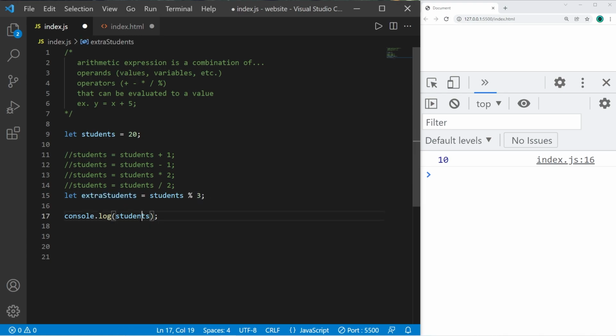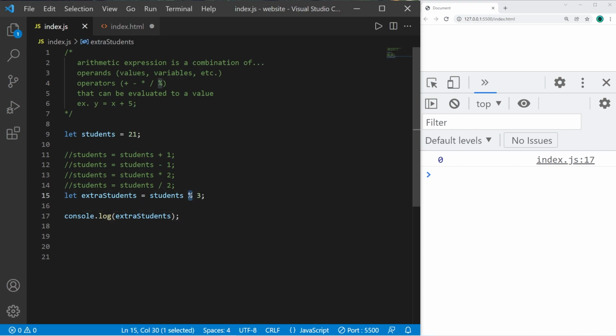And let's display the extra students that we have. So we have 2 extra students. But if this was 21, well, 21 divides by 3 evenly, so the remainder is 0. We have 0 extra students. So that is the modulus operator.